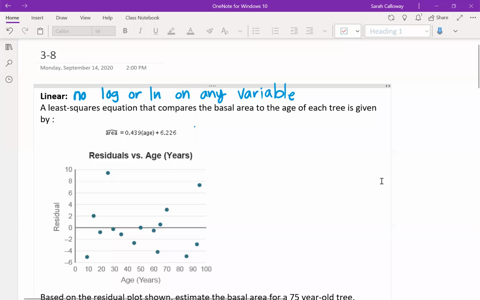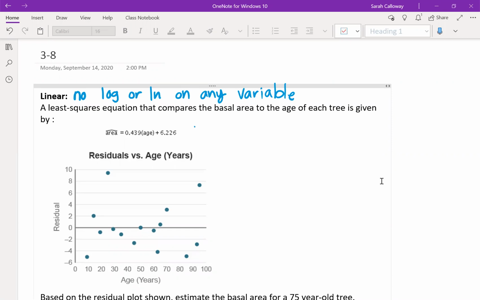Okay, so in this video, we're going to go through section 3.8, which is choosing the best model. In the previous couple of sections, they talked about the different types of models that we'll see in scatterplot data. The first one was linear. The linear model, based on the least squares regression line, was the big idea of this whole unit. We talked about how we can linearize data so that the linear model will work.